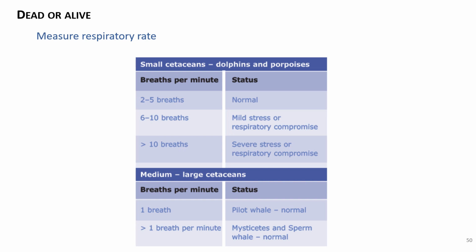For small cetaceans, dolphins, and porpoises, 2 to 5 breaths per minute is normal. If the animal has 6 to 10 breaths in a minute, it's considered mild stress or respiratory compromise. If the animal has more than 10 breaths, it's considered severe stress or respiratory compromise. If it's a medium or large cetacean, for example a pilot whale, the normal is 1 breath per minute. And mysticetes can have more than 1 breath per minute. That's considered normal.